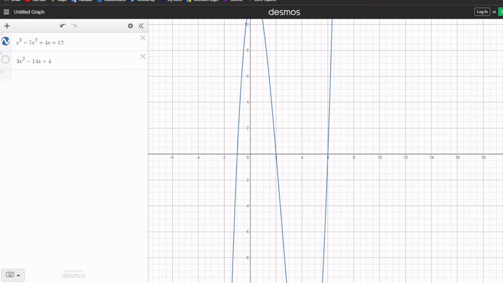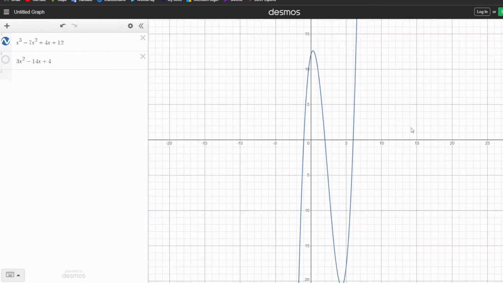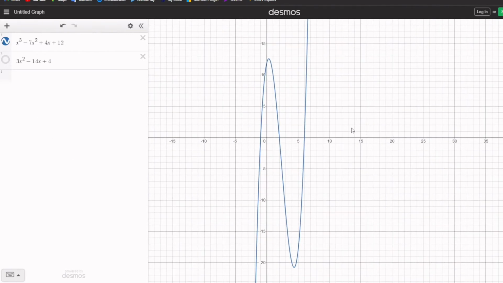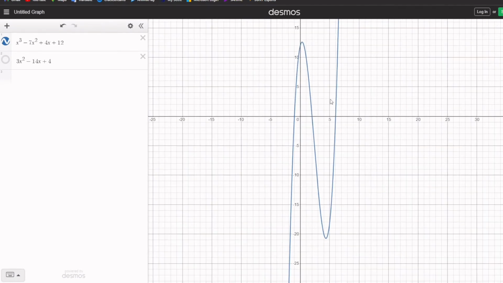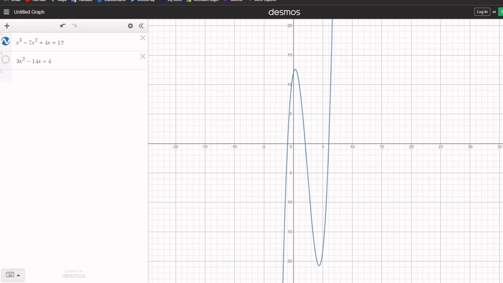All right, so we're on Desmos now, and we have our function all graphed ready for us. We have x cubed minus 7x squared plus 4x plus 12. So we can see here that we have 3 critical points on this graph. It'll be -1, 2, and 6. So those are our 3 critical points shown on the graph.